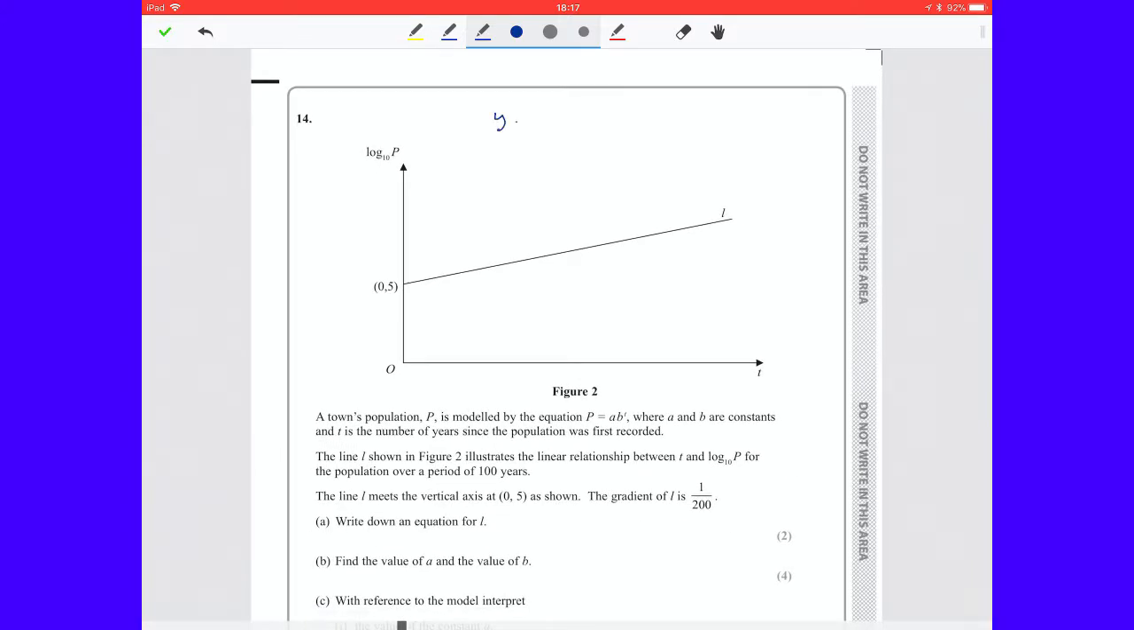Well, we'll link this to the line y equals mx plus c. But in this case, instead of y, we have the variable log P, and instead of x, we have the variable T. So we can write log P is equal to m, the gradient, which we're told is 1 over 200, multiplied by T, the horizontal variable, plus the vertical intercept c, but the vertical intercept is 5. So that gives us the equation of the line L. Log P is 1/200th T plus 5.